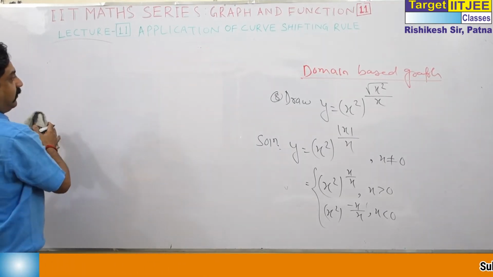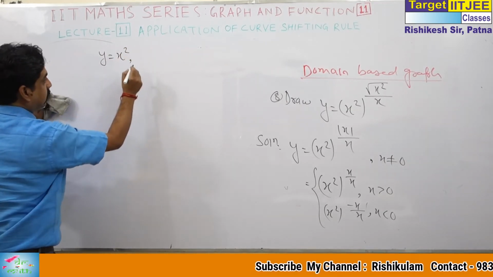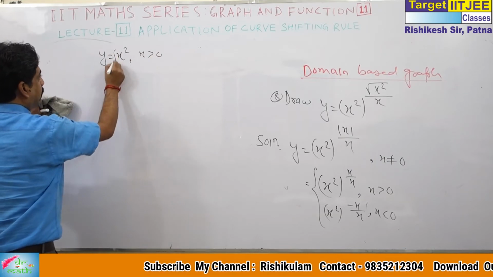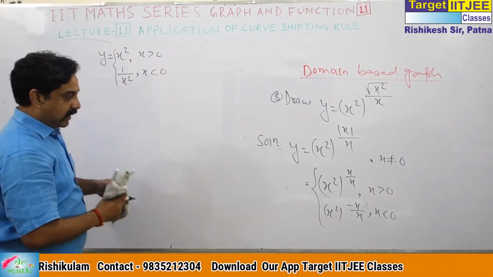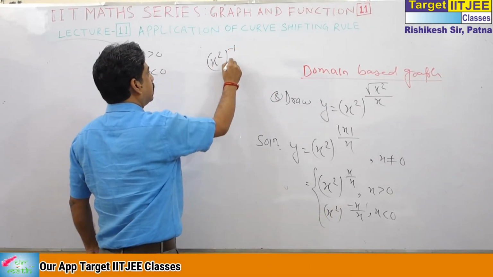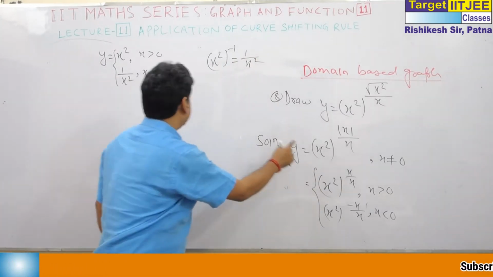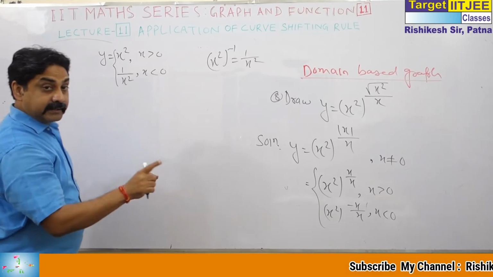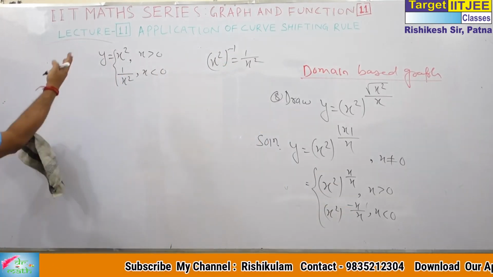So finally what we get? Actually this is y = x² when x is greater than 0, and this is y = 1/x² when x is less than 0. Actually, (x²)^(−1) is 1/x². This x/x is plus 1, so it remains x², and this is −x/x is −1, so (x²)^(−1) is 1/x². So we have to draw this graph.